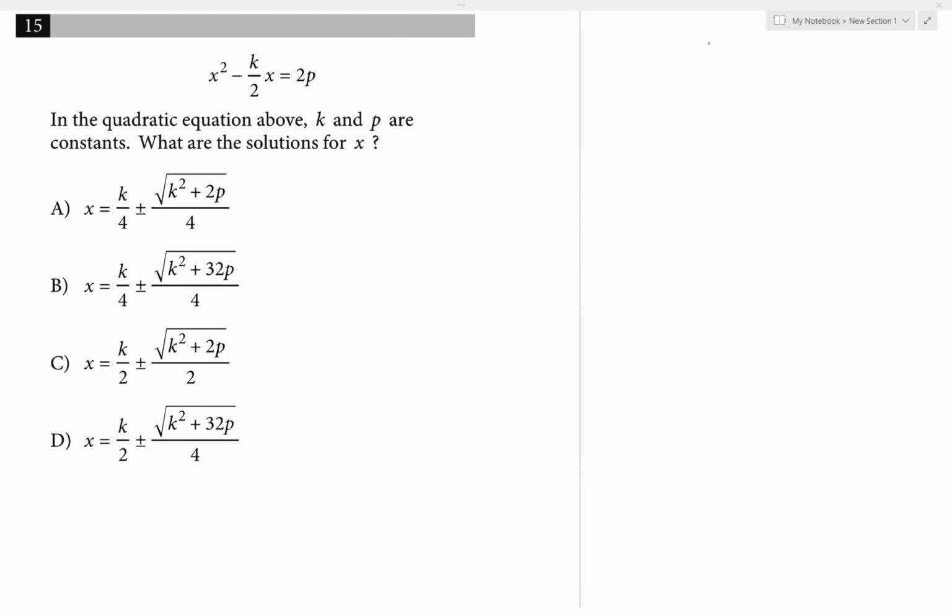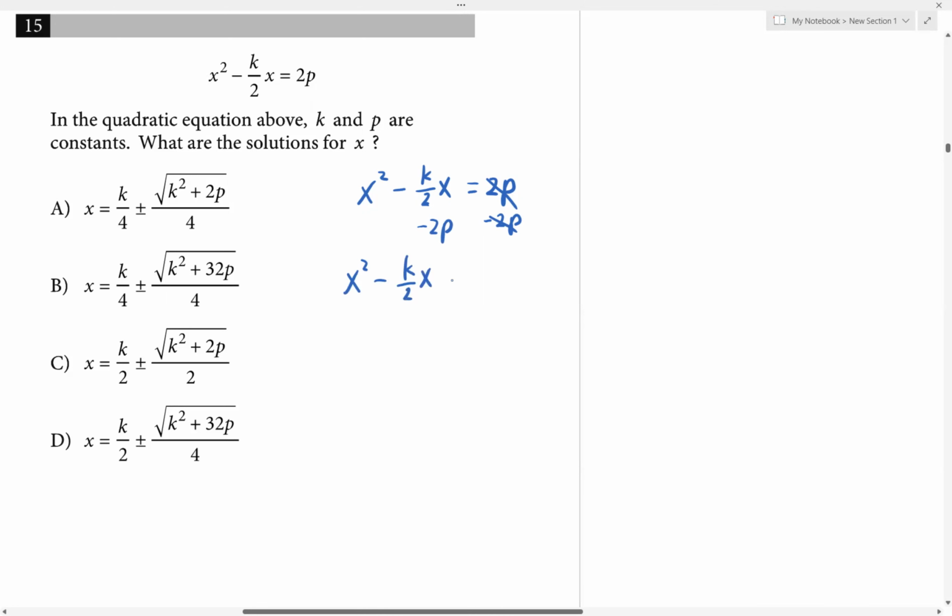First, since it's a quadratic, we can move everything over to the same side, so I just set it equal to 0 first. Let's subtract 2p on both sides to begin with. So we have x squared minus k over 2x minus 2p equal to 0. I always set it equal to 0 first.